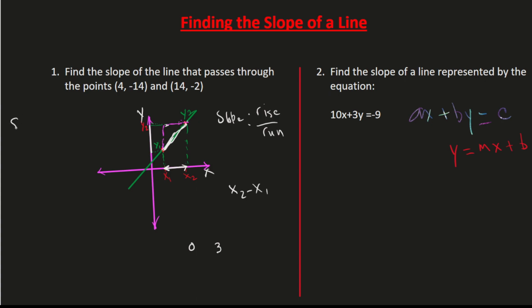So the slope is equal to rise over run. The rise is this part here, which is y sub 2 minus y sub 1. That's the rise.